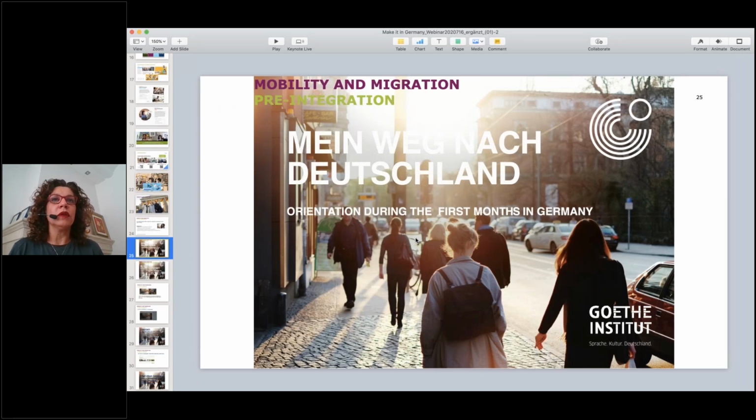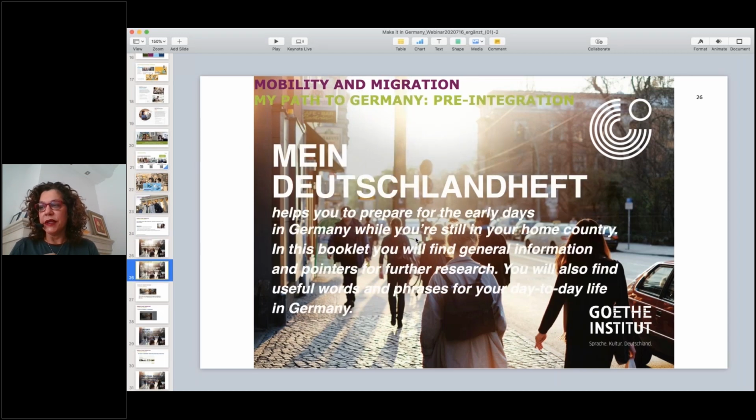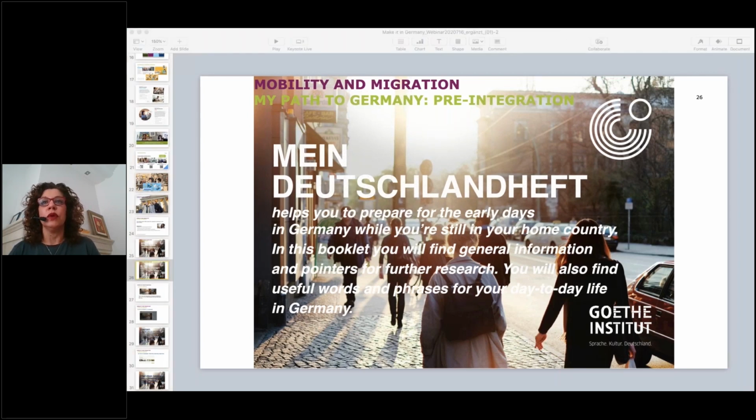The web portal gives you an orientation during the first month in Germany, and it is the way to explain to you the very different steps to make before the real integration in Germany. So you see, it helps you. The next slide, please. It helps you to prepare for the early days in Germany while you are still in your home country, and gives you further pointers for further research. You will also find useful words and phrases for your daily life in Germany.